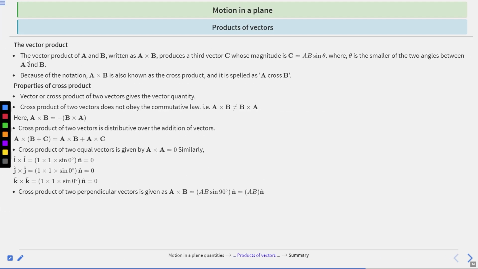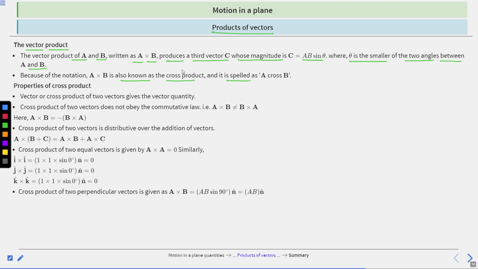Next is the product of vectors, the vector product. The vector product of A vector and B vector, written as A vector cross B vector, produces a third vector C, whose magnitude is C equal to AB sine theta, where theta is the smaller of the two angles between A vector and B vector. Because of the notation, A vector cross B vector is also known as the cross product, and it's spelled as A cross B. Clear?